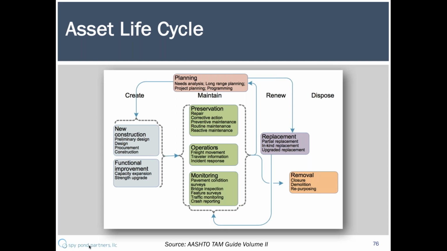So this figure shows the typical asset life cycle. This is similar to what Anna presented previously, except this is the version from the AASHTO TAM Guide Volume 2, showing the major phases of an asset. First is built or created, then maintained, renewed hopefully, and then ultimately disposed of. And so planning is intended to support really all of these steps from initial creation to maintain to renew.